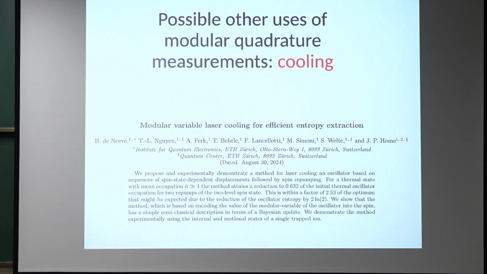Which is based on encoding the value. So they imprint the modular variable of the oscillator onto the spin, and they try to read out that modular variable on the spin. But this is in the trapped ion setup, because Holm is a trapped ion person. Yeah, of course, but you need quite nice control, and we'll go through that.